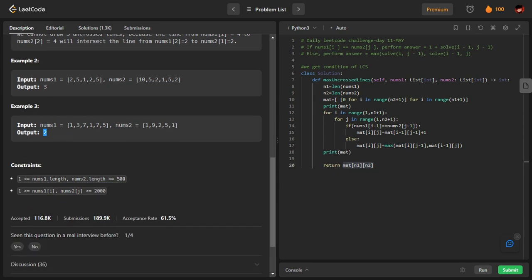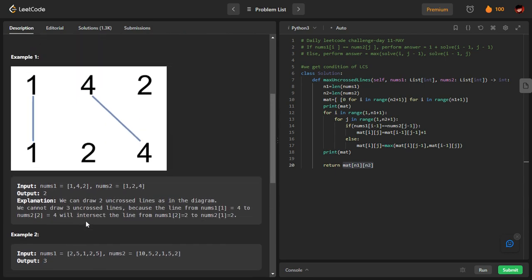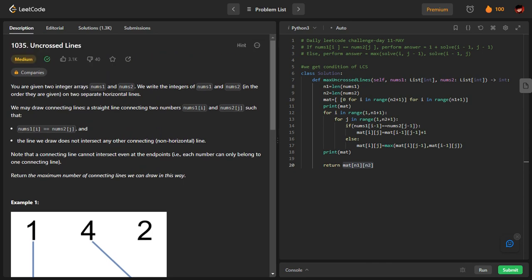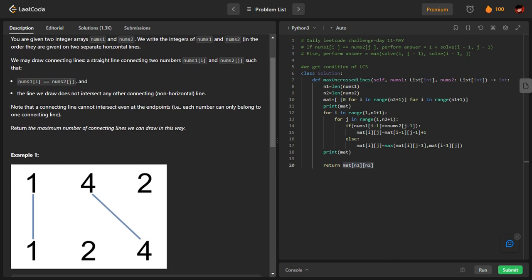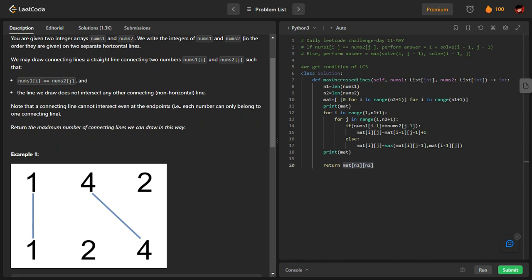You can see the constraints here. This is suitable for an O of n square approach, and that's why we have coded that. So ultimately, the idea of solving this question is we have to treat this as a character array, whichever way you call it, and apply the longest common subsequence. The longest common subsequence will ensure that the lines drawn do not intersect each other. That is the basic idea of this question.